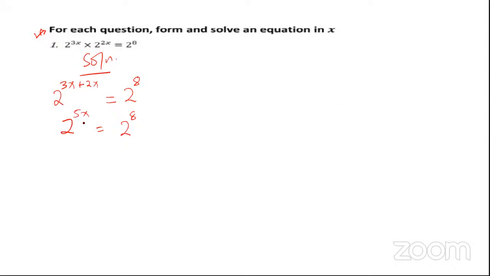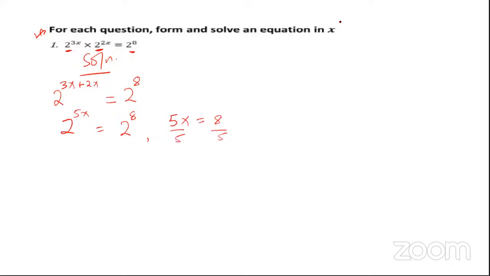So from here, why are we doing this? It's because all our bases are the same. When you see that your bases are all the same, this is what you do. On this side, we add our powers. Then on this side, we maintain our base. So therefore, you equate the powers. Meaning our 5x will be equated to 8. Then you divide through by 5.